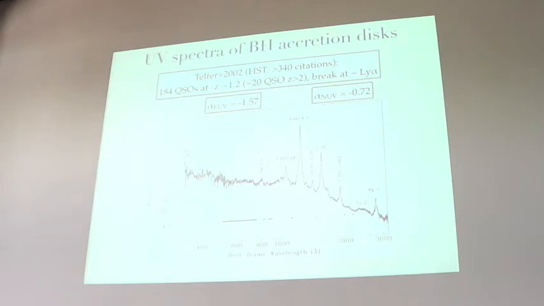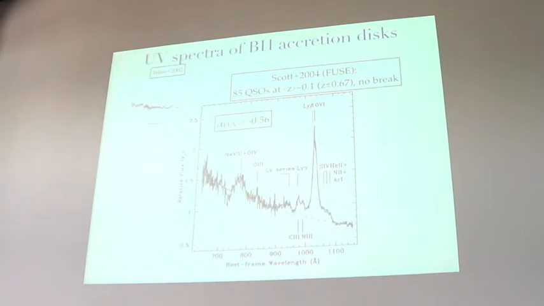So, what does a UV spectrum of a black hole accretion disk look like? We are back to 2002. This is the work done by Telfer using HST data of a sample of more than 184 quasars at redshift above 1.2. This paper has more than 340 citations and is widely used in the literature. As you can see, it has two slopes. The continuum is modeled by a broken power law: in the near UV, and in the extreme UV it gets softer, with a break at around where Lyman alpha is.